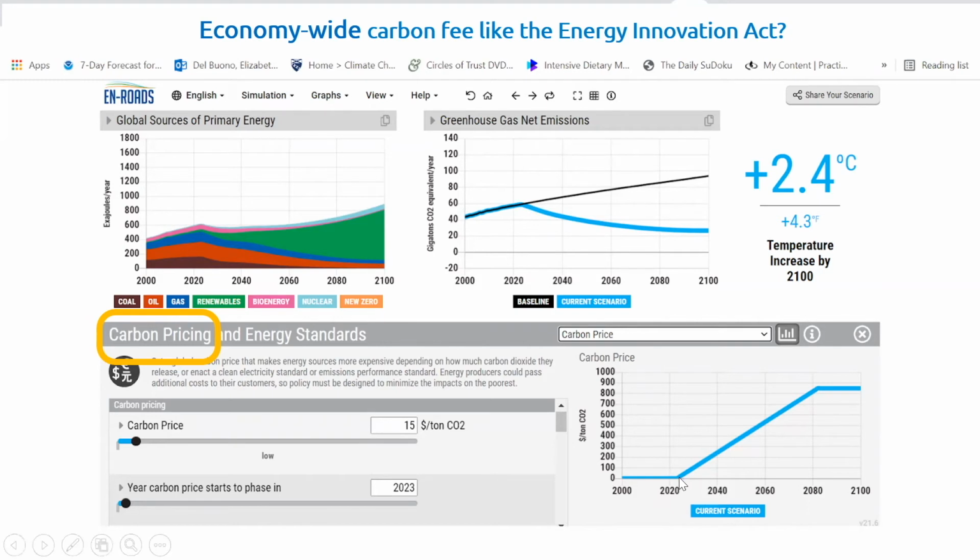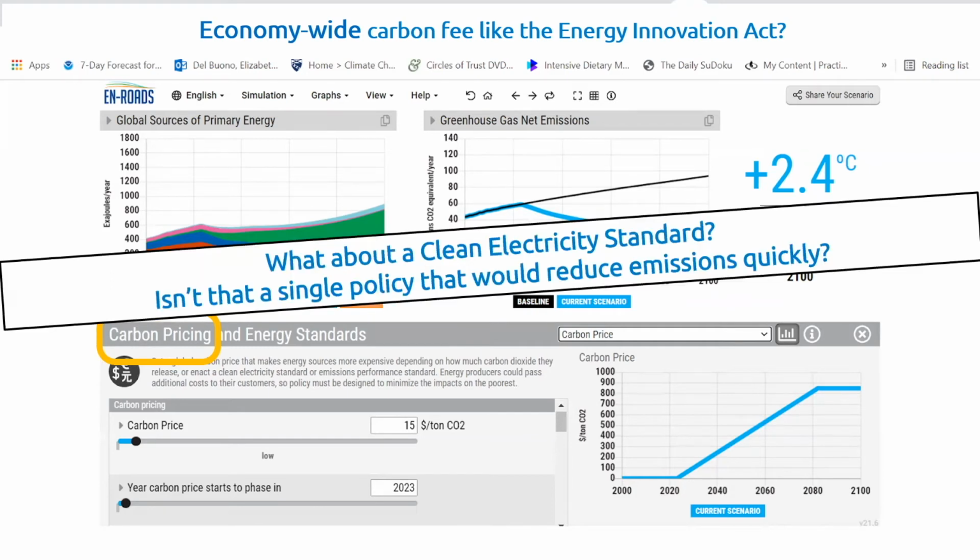The price, again, starts low at $15 per ton, but then it goes up very predictably and transparently between $10 and $15 every year until essentially we've transitioned to the low carbon economy. That's the whole point in putting a price on carbon. This fee on carbon, as the Energy Innovation Act is set up, is just going to go up and up and up.